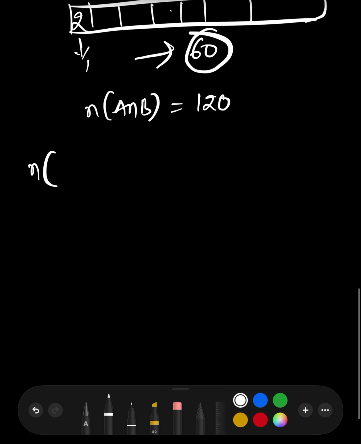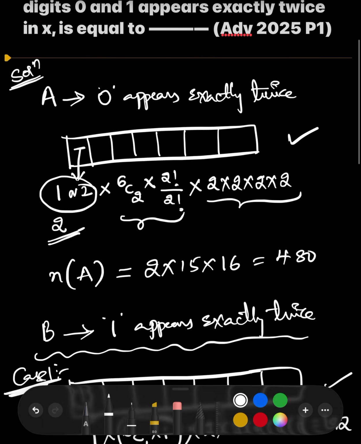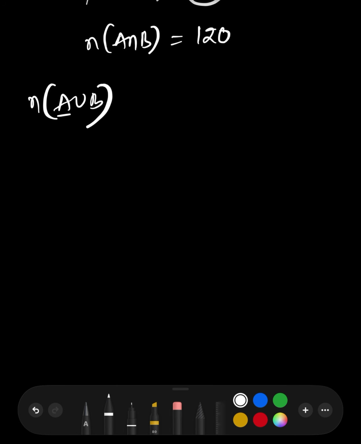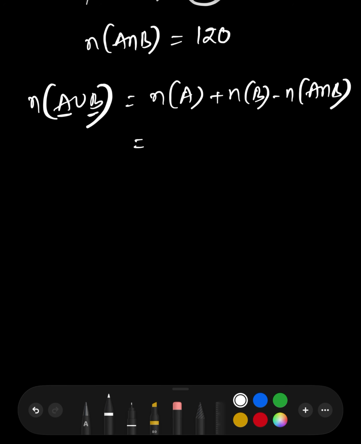Now what we want in the question is n of A union B, means either A, see the question, at least one of the conditions, A will be possible, or B, or both, means n of A union B, that is n of A plus n of B minus n of A intersection B. So that is 480 plus 432 minus 120. 480 plus 432 minus 120 is 792.